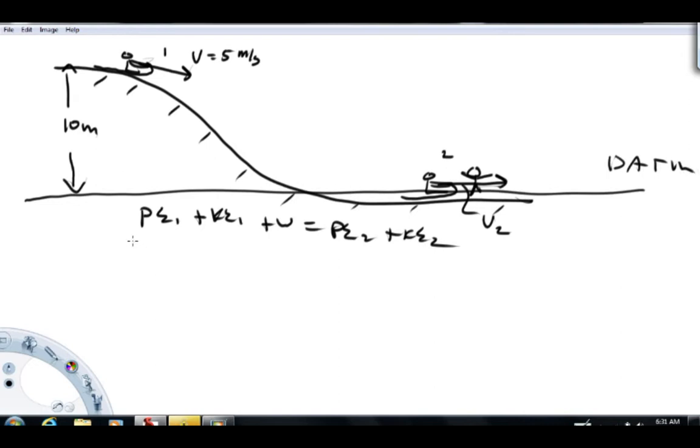That's going to make PE1 mgh, where the h is equal to this 10 meters here. The KE1 is 1/2 m v1 squared. The work term is 0. I'm going to come back and talk about why it is 0 in a minute. The PE2 term would be 0 because at position 2, right here, we are at our datum. There's no height. The KE2 term is 1/2 m v2 squared.